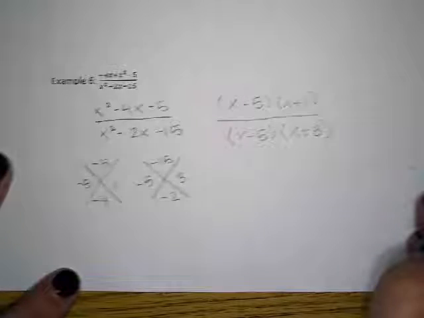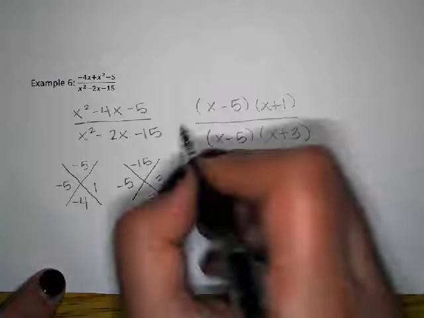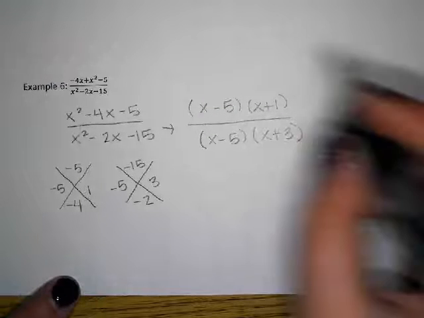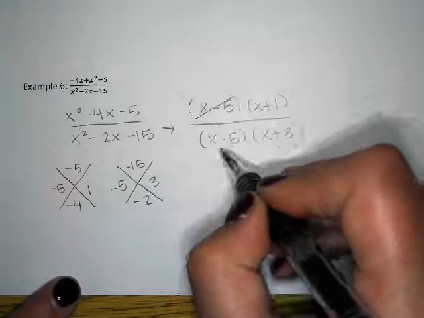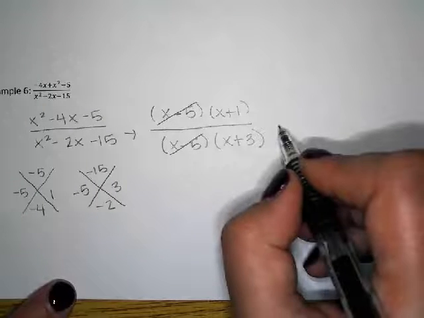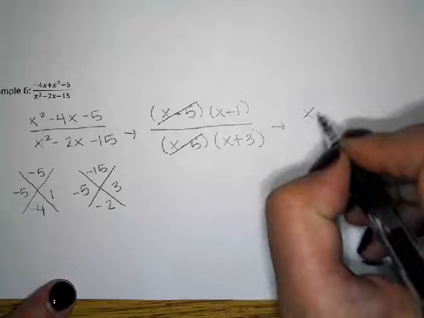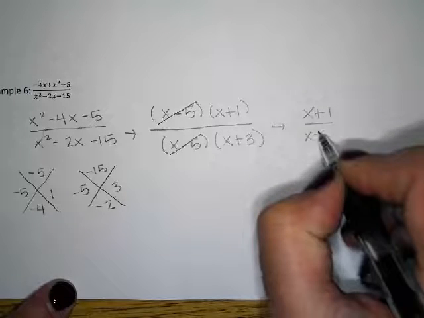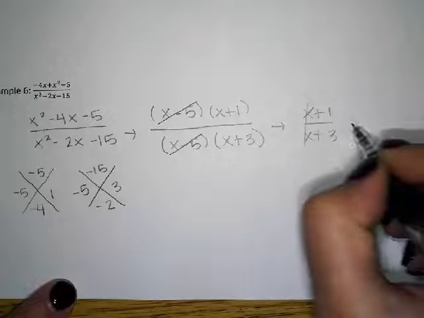So now we've written it in factored form. Oh, you can drop the x minus 5 though, can't you? Yeah, so x minus 5 divided by x minus 5 is 1, so those go away. Then you just got x plus 1 over x plus 3. Cancel the x's, you get 1/3, right?